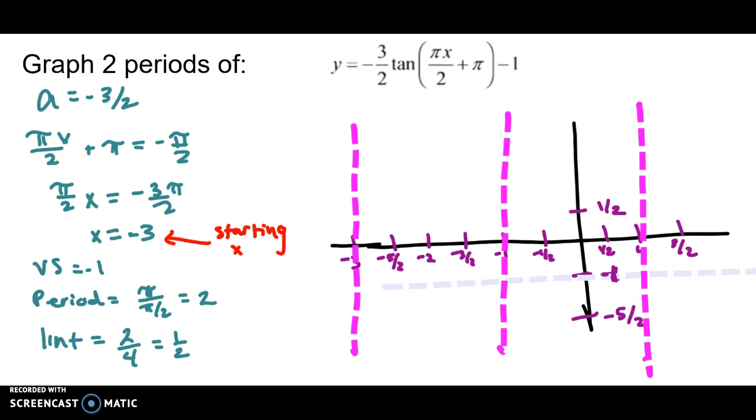All right, so you guys can identify my characteristics here. See if they're the same as yours. A, I had -3/2. When I set this part equal to negative pi over 2, because it's tangent, I get -3. That's my starting x, which is where my first asymptote is. It does have a vertical shift of -1, which is why I just made this new middle ground. At -1. The period is 2, and the intervals are by 1/2 because I divide the period by 4. So remember, this is negative, so this graph's actually going to look like a, you're right, cotangent graph.